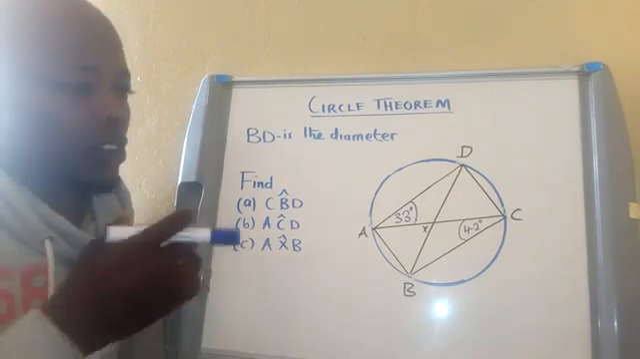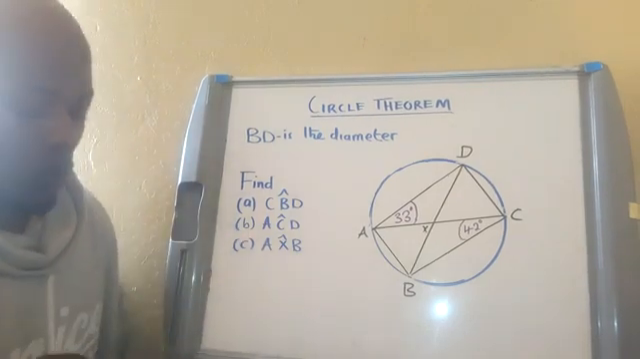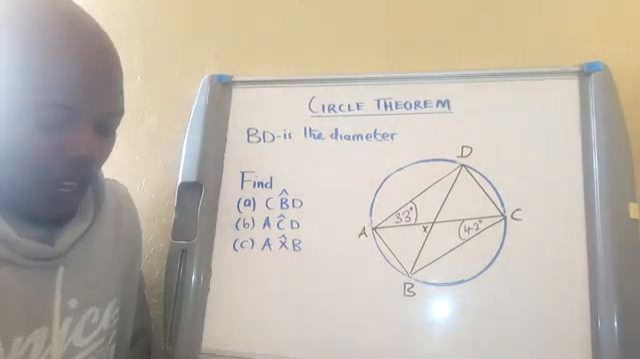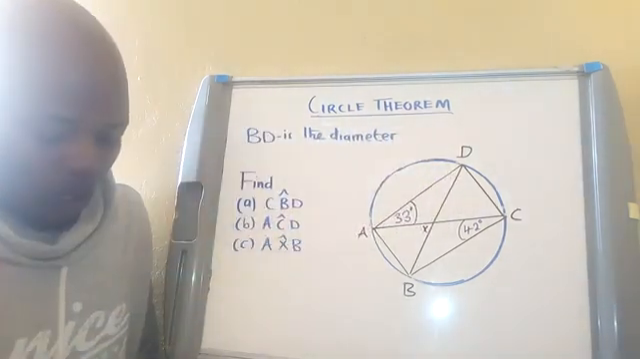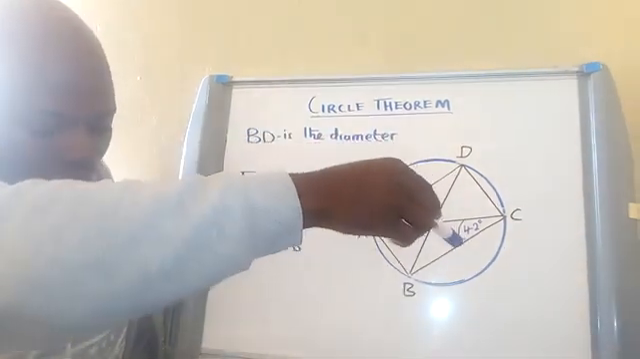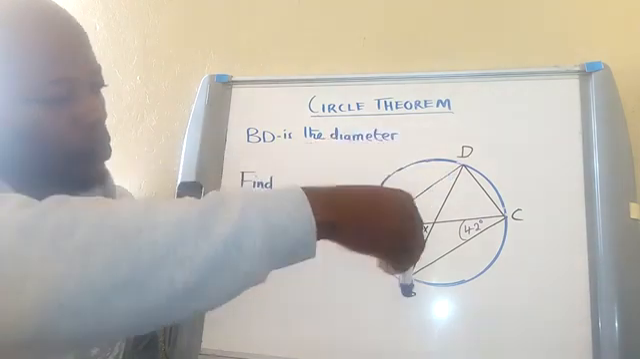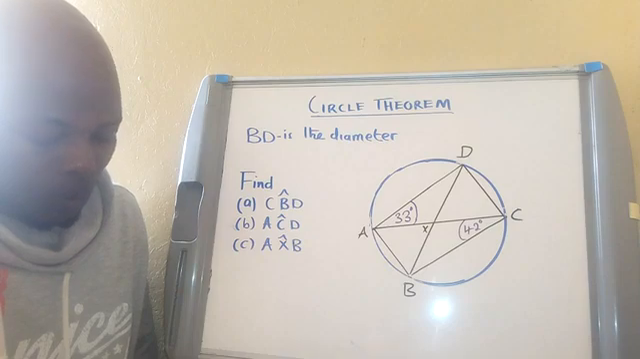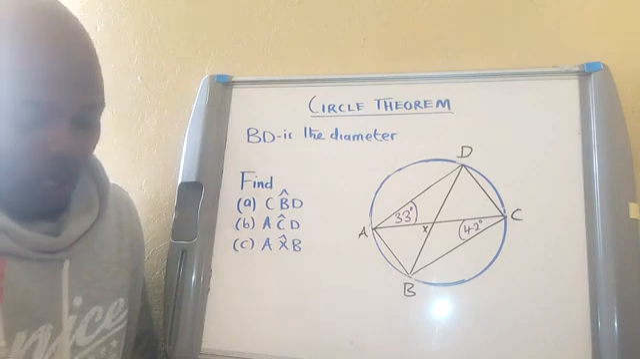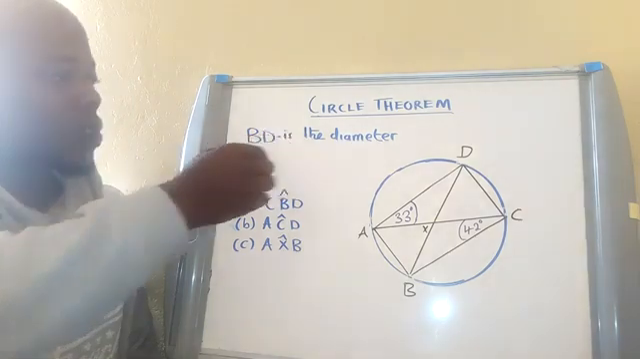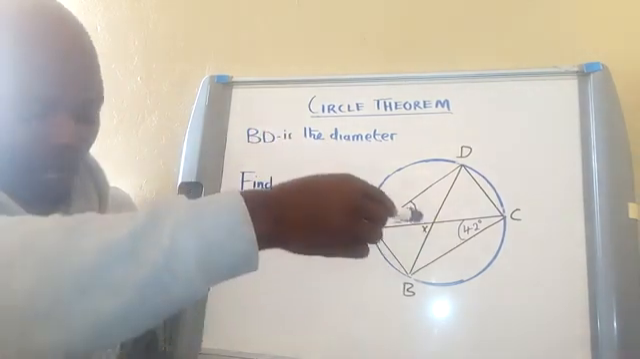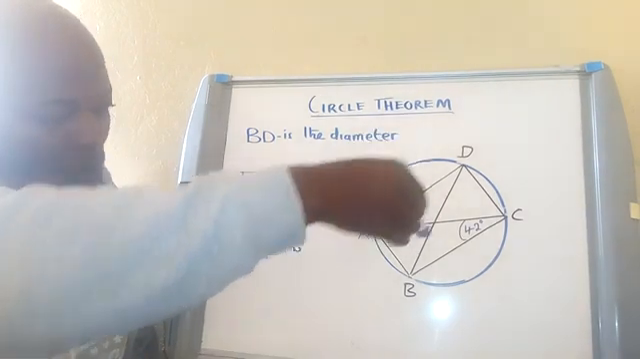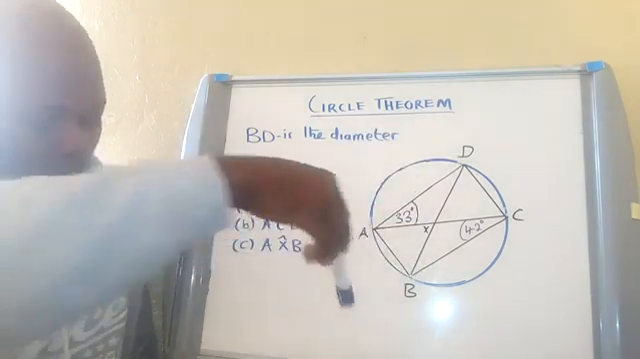All right, so this is an exam question which came in 2016. Circle theory. They have said in the diagram below, A, B, C, D are points on a circle. BD, I've written this because it's very important, BD is the diameter of the circle. So this is our diameter.